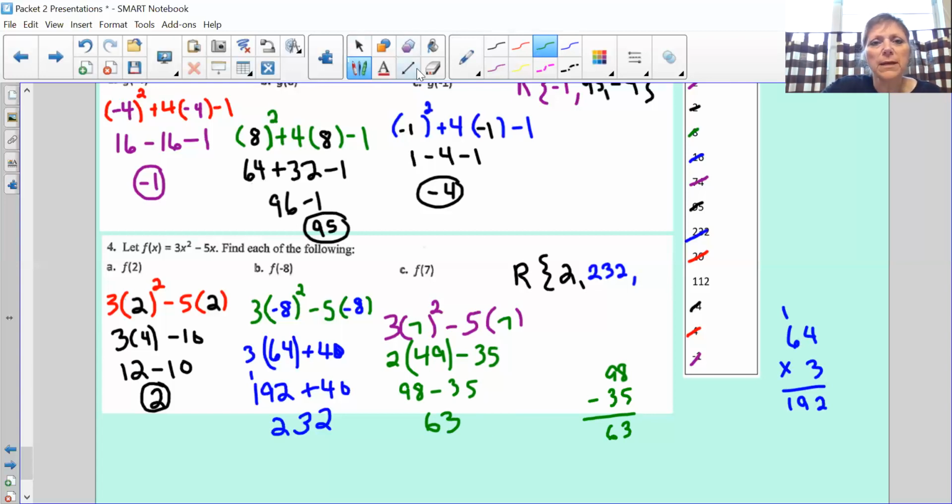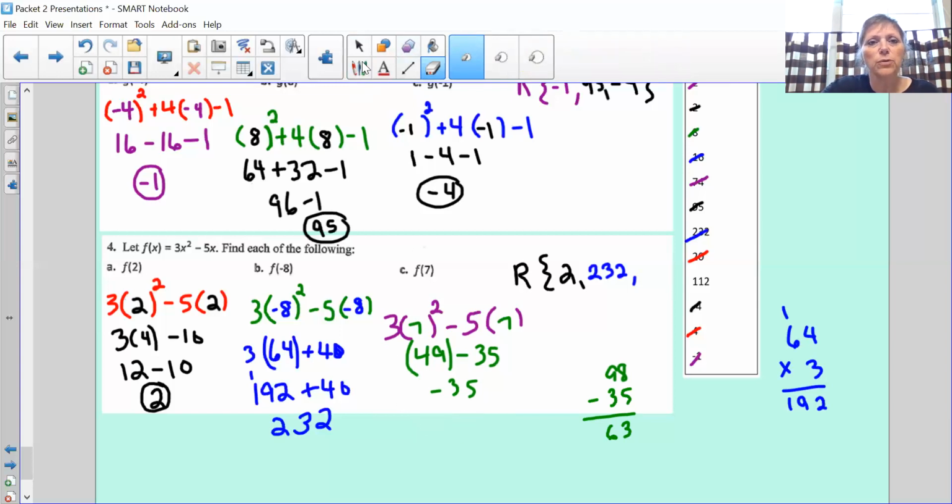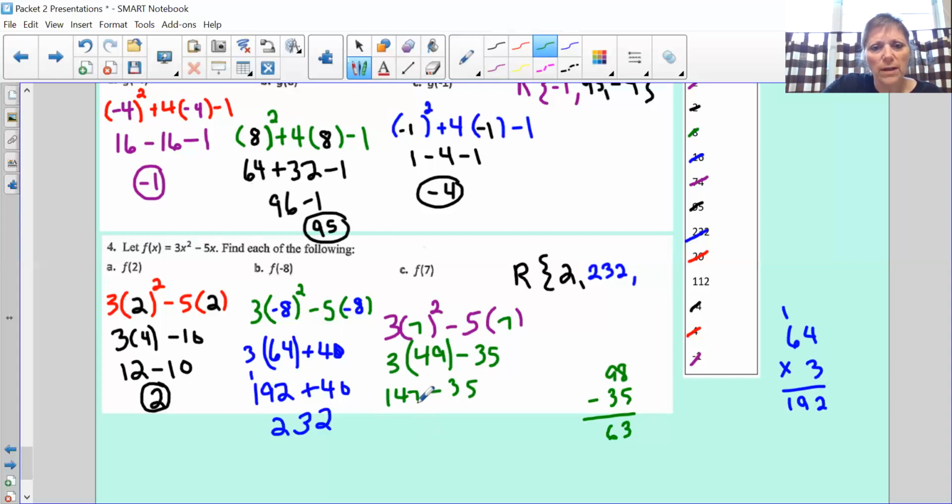You know what? I just made a mistake. For some reason, my 2 changed, and my 3 changed to a 2. So I'm going to have to go back and do that. Let's get green. 3 times 49 is, let me just go ahead and give you my answer. It's 147. So I apologize for that. So this is not 98 minus 35. It's 147 minus 35.